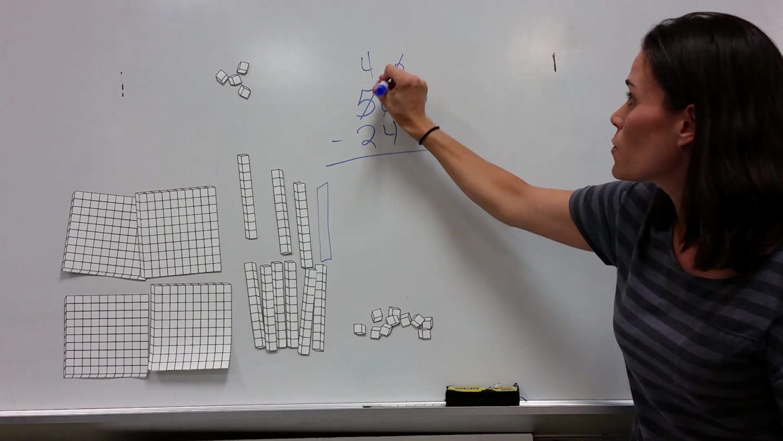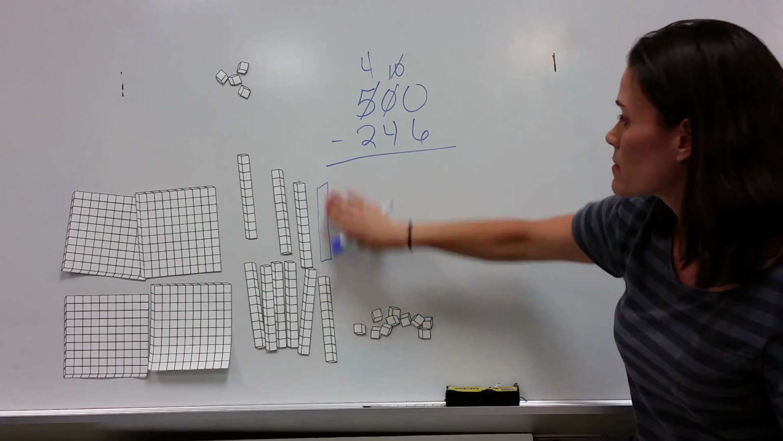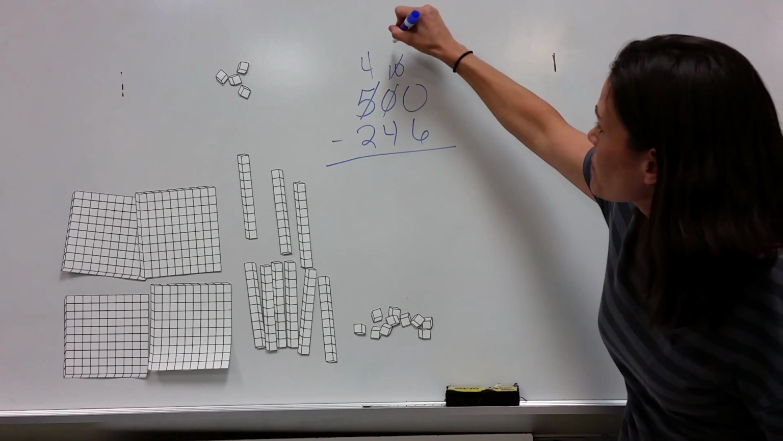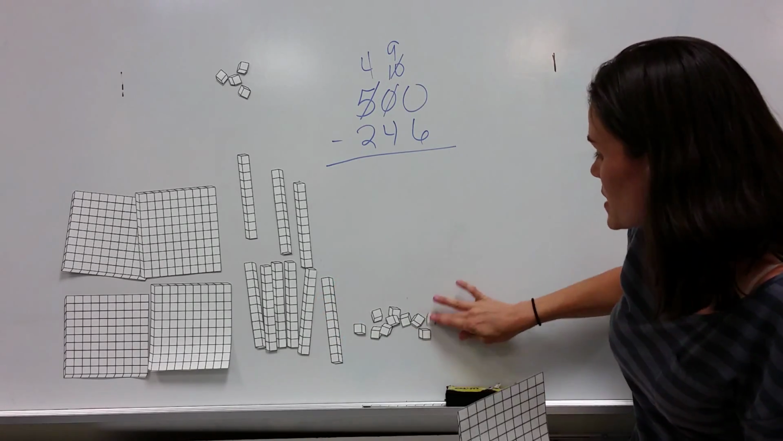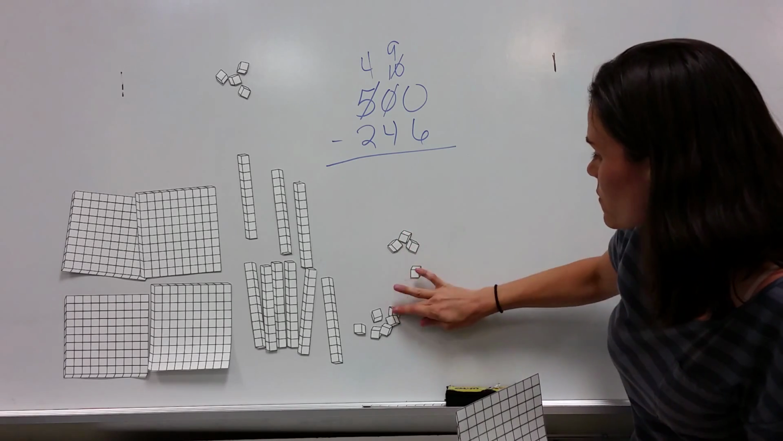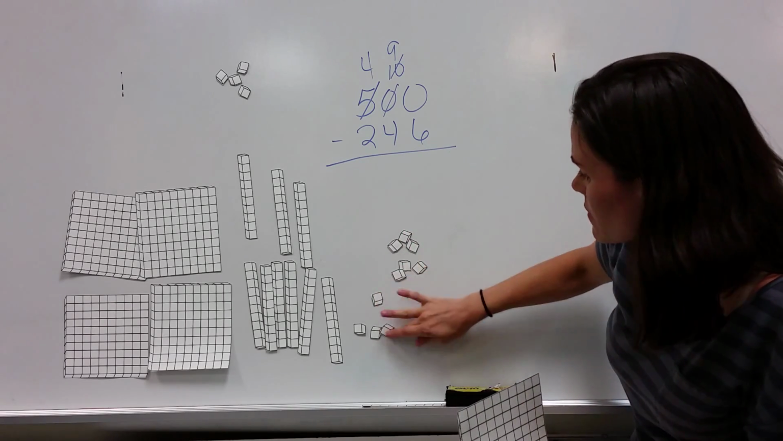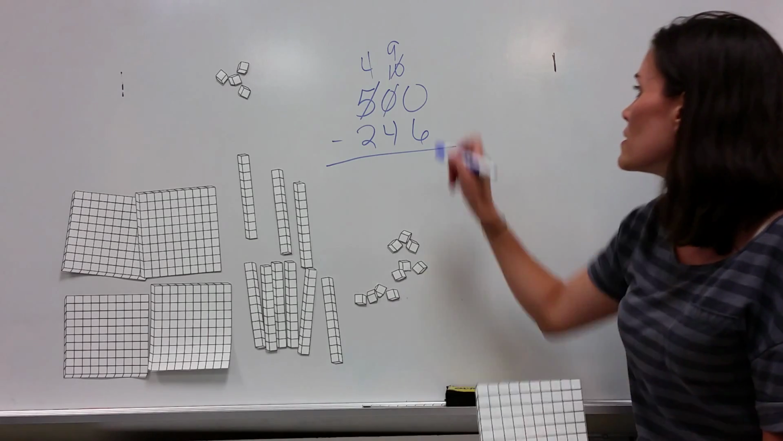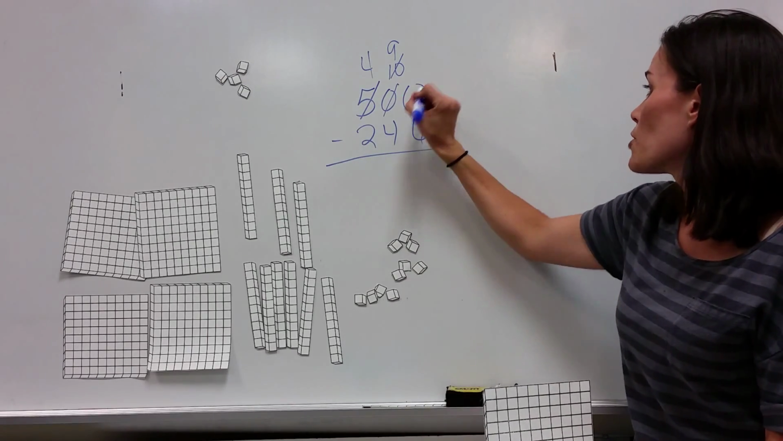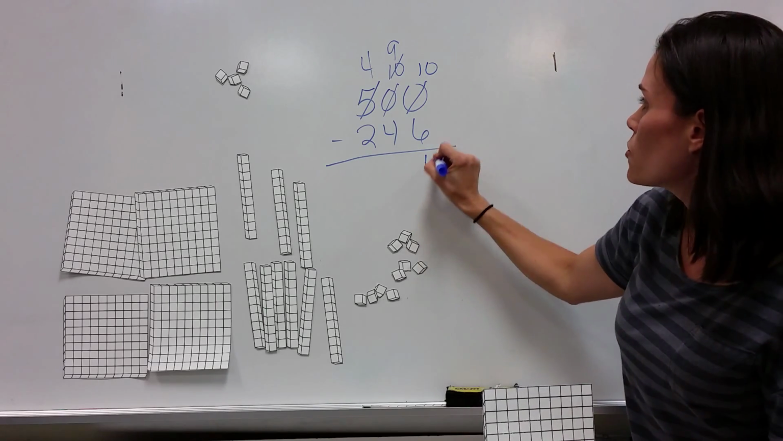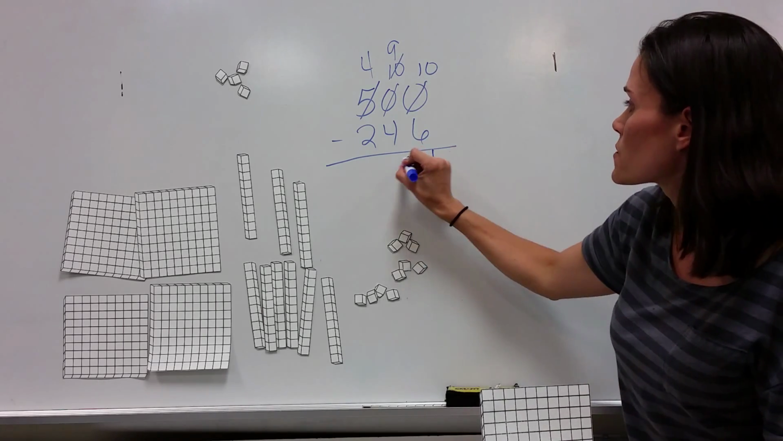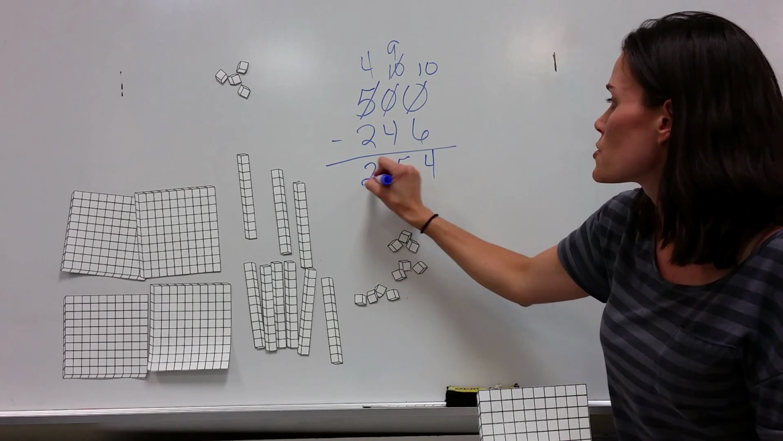So if we take a 10 away, that's going to leave me 9. And then that 10 I took, I can replace it with 10 ones. 1, 2, 3, 4, 5, 6, 7, 8, 9, 10. There were no ones to begin with, so that is 10 ones. 10 minus 6 is 4. 9 minus 4 is 5. 4 minus 2 is 2.